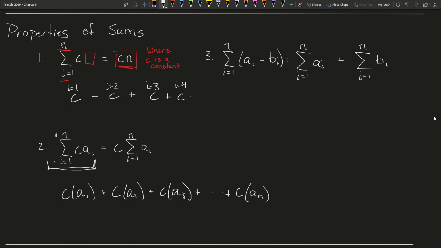Okay, and when we do that, we can actually factor out each of these constants. So we just get C times the sum of the sequence. Which by definition, if we're summing that sequence, that's equal to the constant times the sum of that sequence. Okay, so that's why this works.